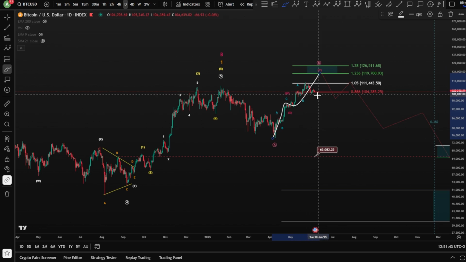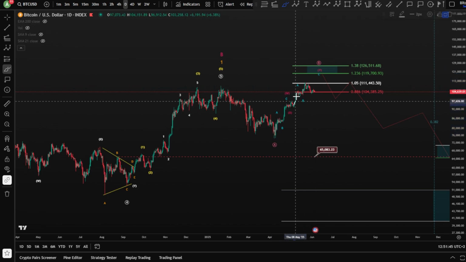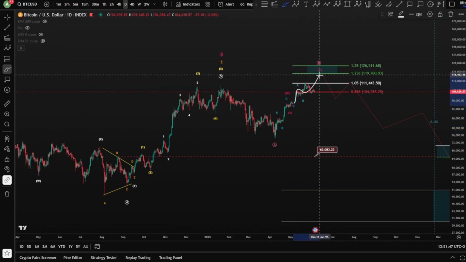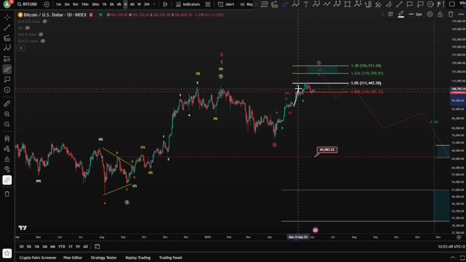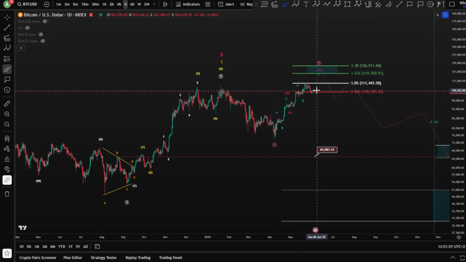This wave Y can still need an ABC. You have finished a wave A here, potentially you finished a wave B, and probably we are working on the wave C to finish as an ending diagonal, which is still very possible in the low here. We're going to see it also closer.